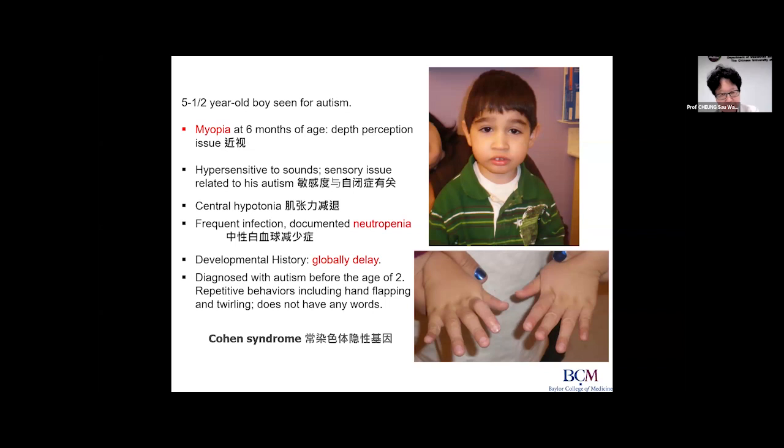VPS13B is completely deleted. After we do the FISH, both copies of the gene are completely deleted. And that's how we make the diagnosis.